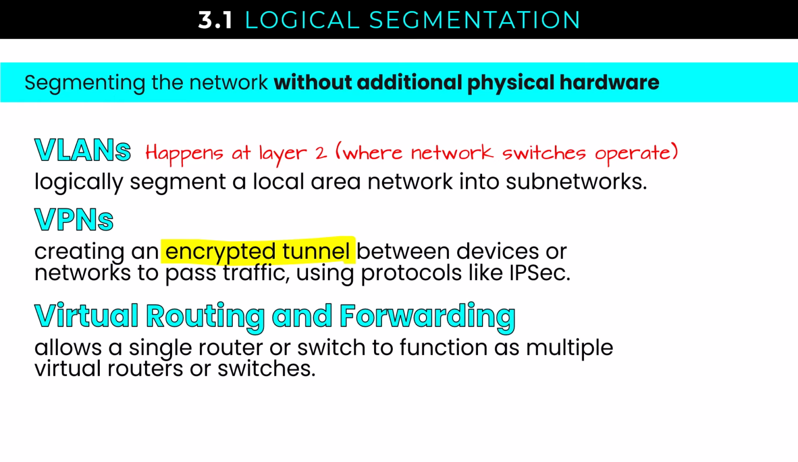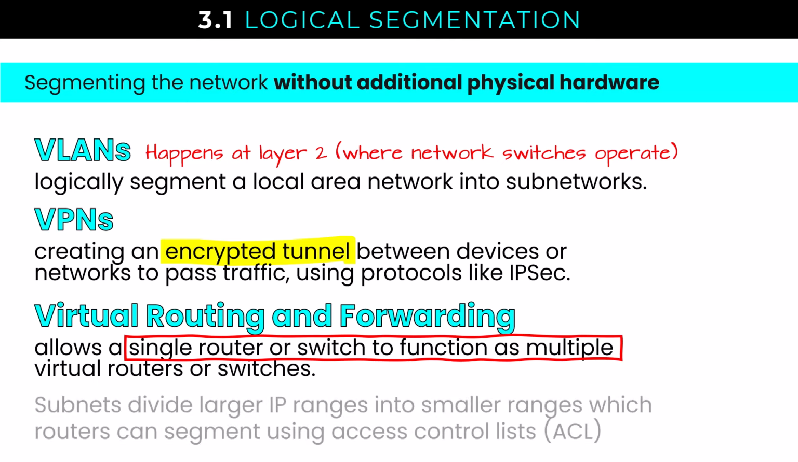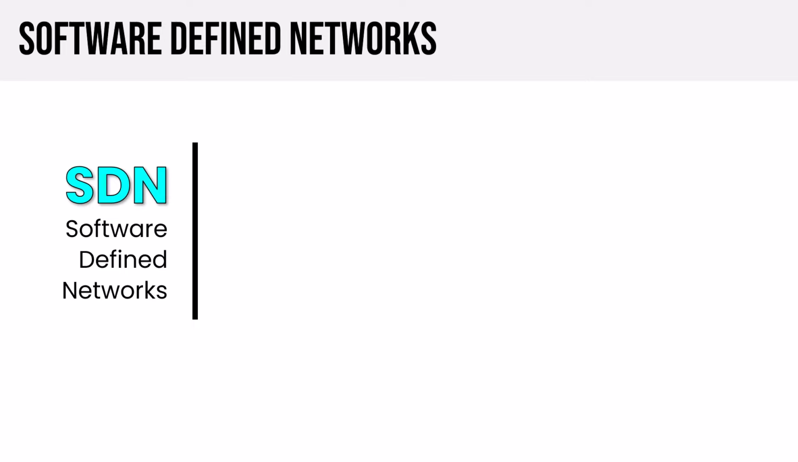We have virtual routing and forwarding, which allows a single router or switch to function as multiple virtual routers or switches. And subnets divide larger IP ranges into smaller ranges, which routers can then segment using access control lists, or ACLs for short. Software-defined networks is also here in the logical category.